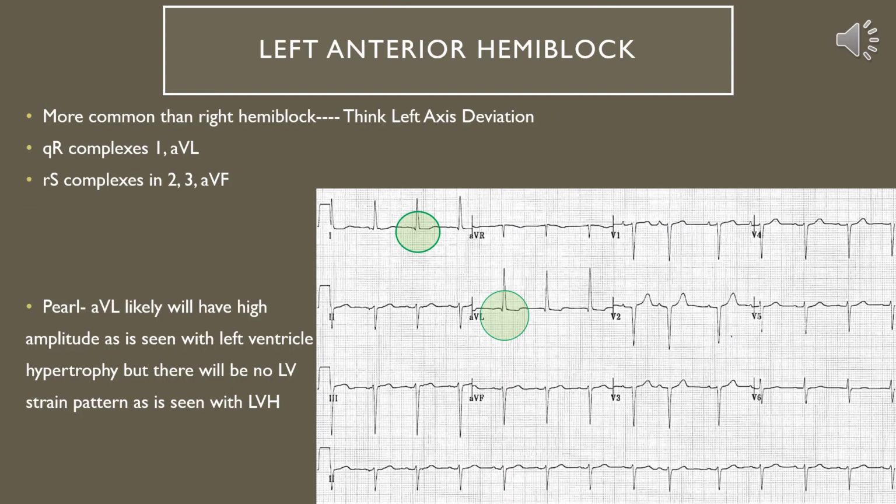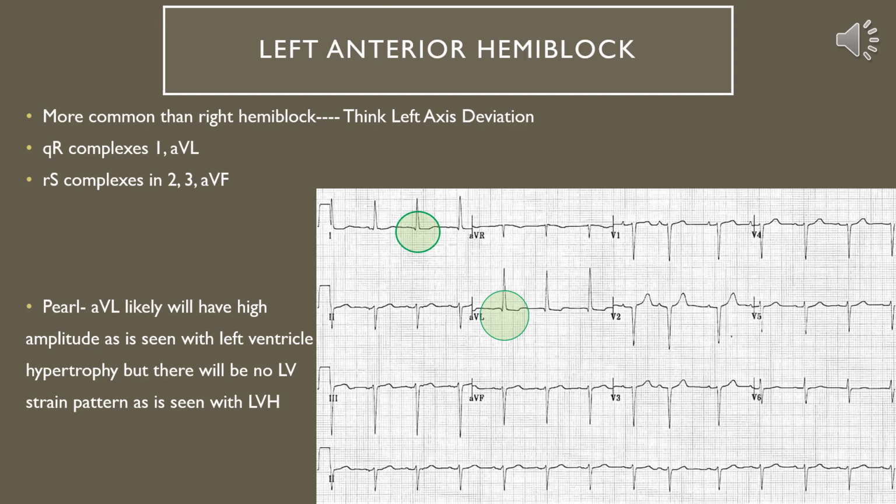Okay, there are 2 fascicular branches off the left bundle branch. We're going to talk first about the left anterior hemibundle, and before we talk about the left posterior hemibundle. The left anterior hemibundle innervates the anterior and superior walls of the left ventricle, whereas the left posterior hemibundle innervates the posterior and inferior walls of the left ventricle.